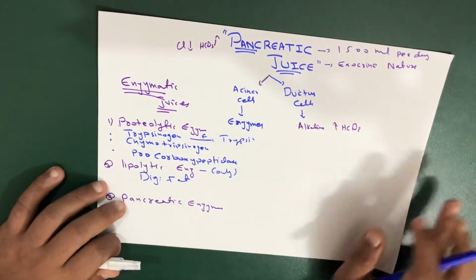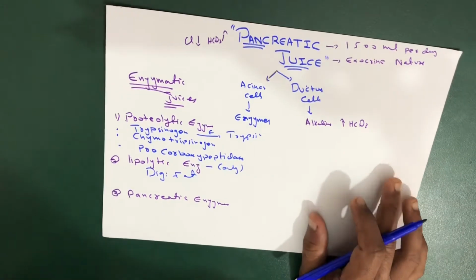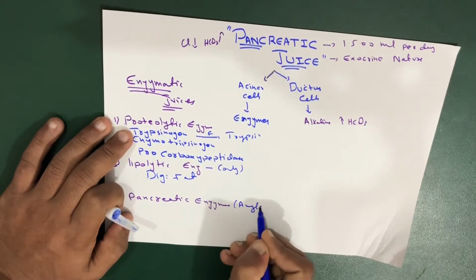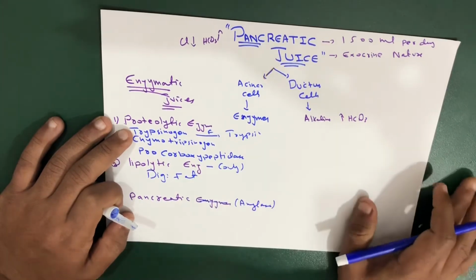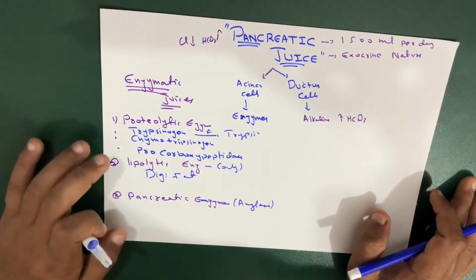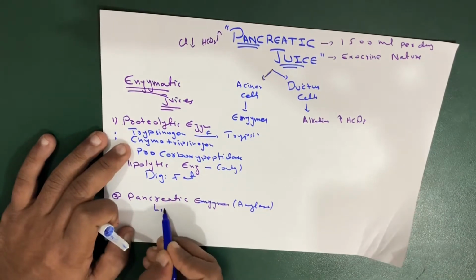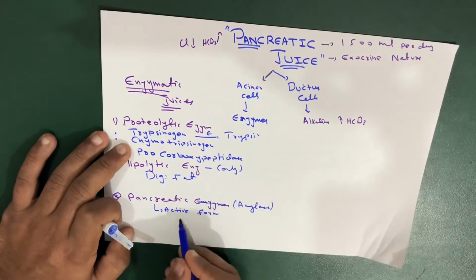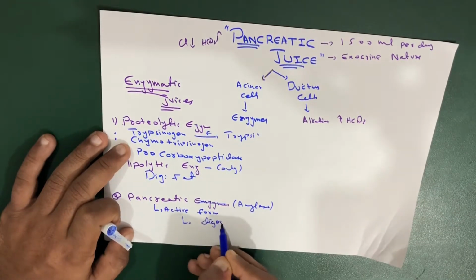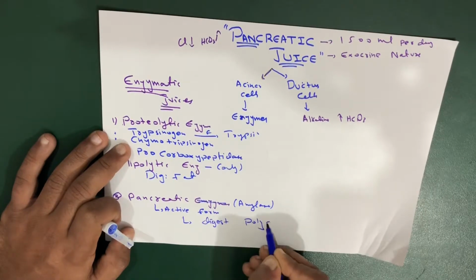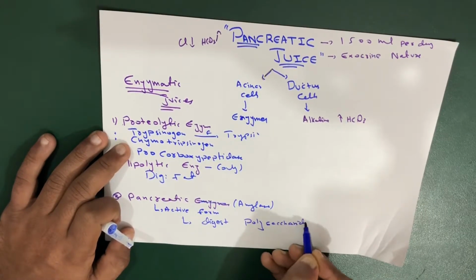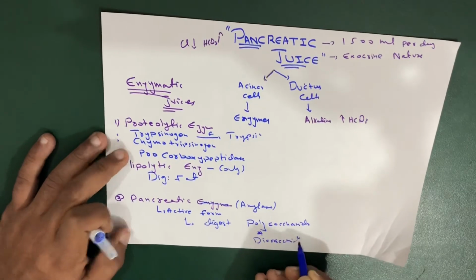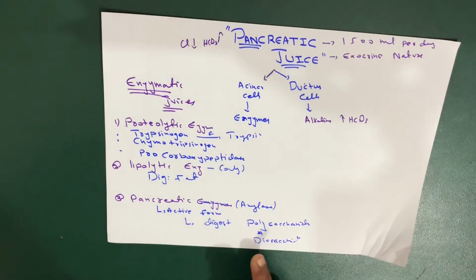Now let's talk about the other enzyme, which is the pancreatic amylase. The pancreatic amylase is secreted in an active form, which digests your polysaccharides and disaccharides.